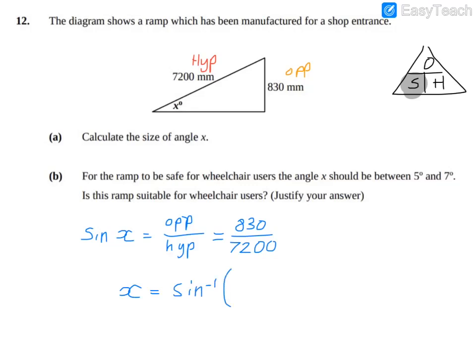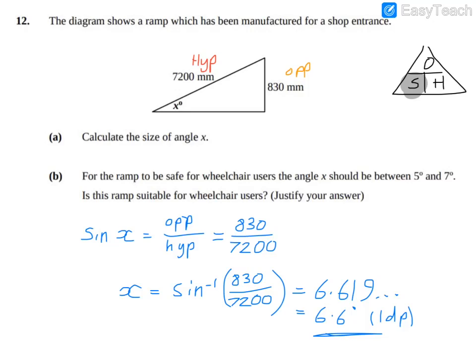So inverse sine of 830 over 7,200. I'm popping that in my calculator. So inverse sine of 830 over 7,200, and we've got 6.619 and a bunch of other stuff. Let's do a wee bit of rounding. I'm going to say that that's about 6.6 degrees rounded to 1 decimal place. So that's my answer to part A.